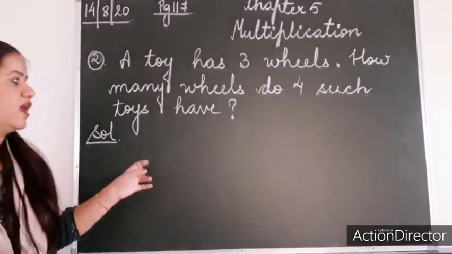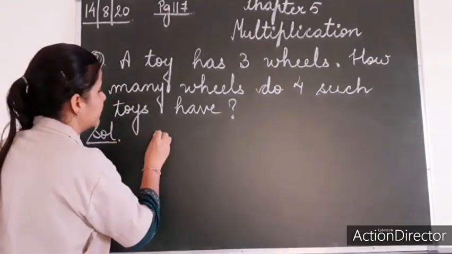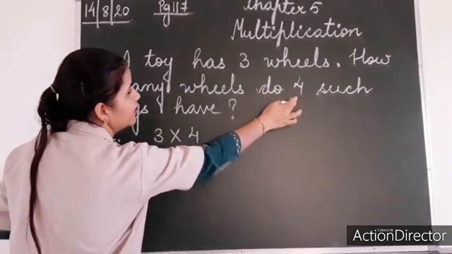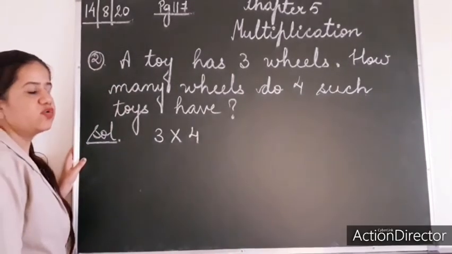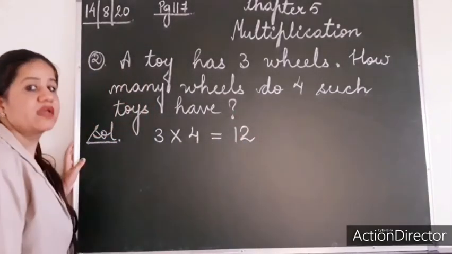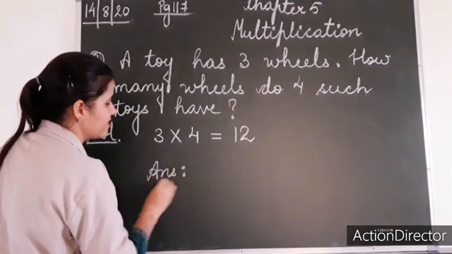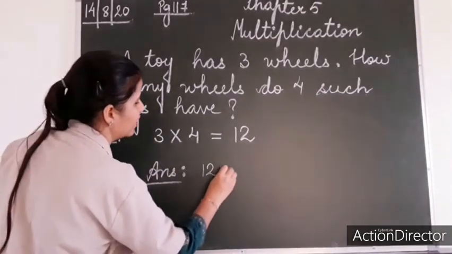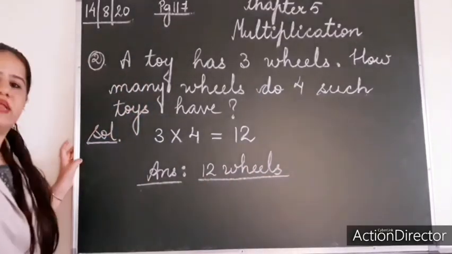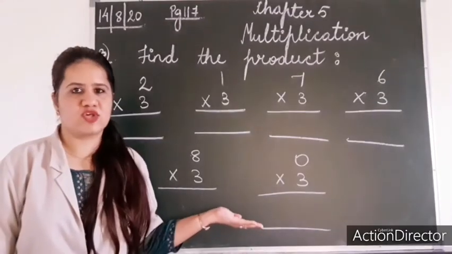So how will you write? You will write horizontally in your books at the side. What will we do? We will multiply 3 into 4. So 3 fours are 12. So we got the answer. It is simple. Yes, the answer is 12 wheels. Easy.